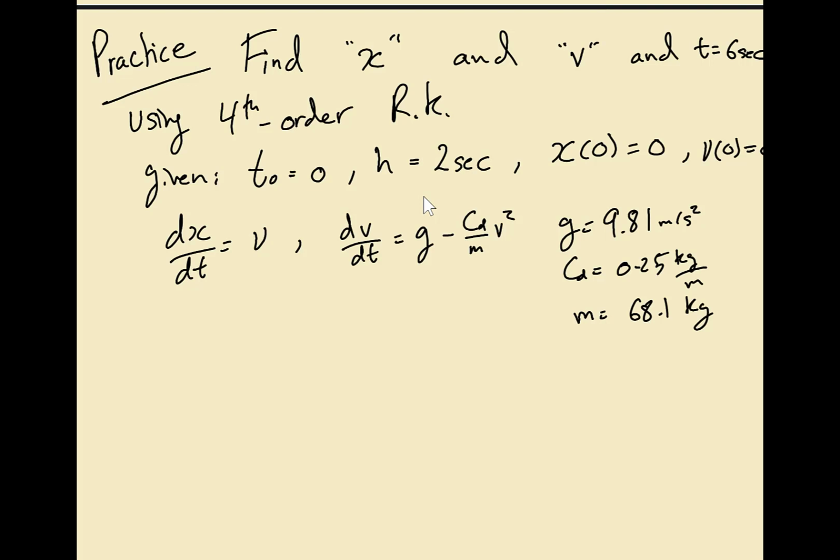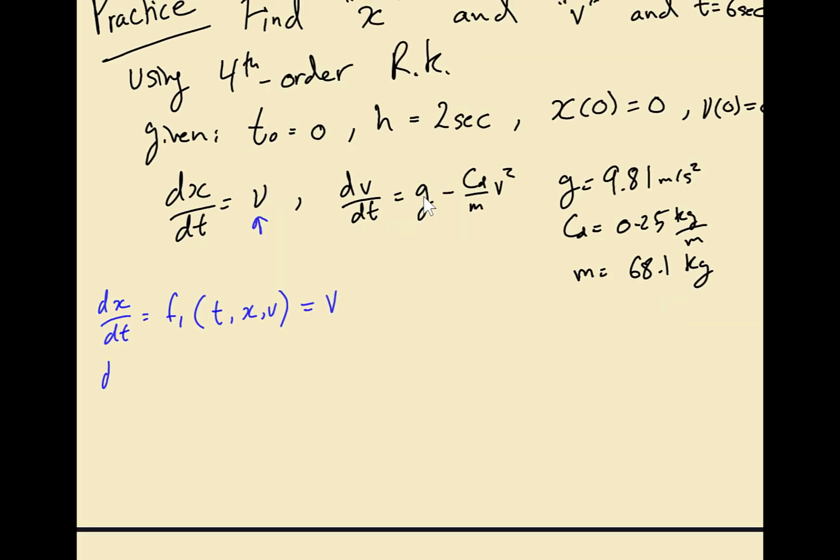So to start off, I'm going to call this here dx by dt as f1, which is going to be a function, if we write the general form of t, x, and v. All right, so this is actually equal to what we see up here, which is just v. Then we have a second function, so dv by dt, and this is going to be f2, and also it's a function of t, x, v. But this is equal to what we see up here, which is g minus 0.25 divided by 68.1 times v squared. We can also plug in here this gravity value, which is 9.81.